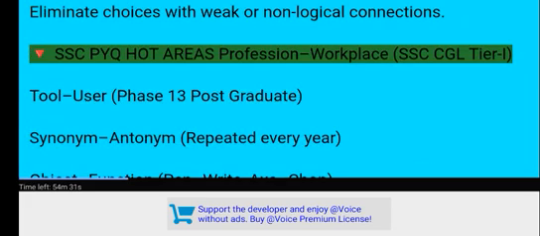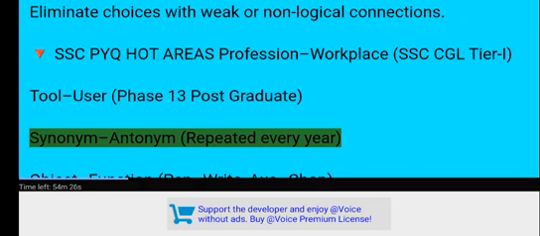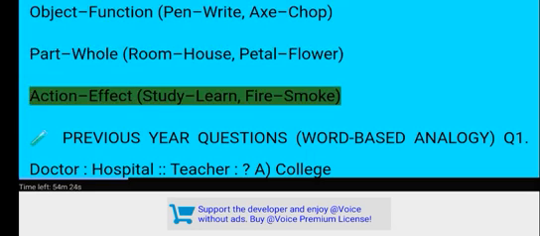SSC PYQ hot areas. Profession and workplace: SSC CGL Tier 1. Tool and user: Phase 13 postgraduate. Synonym and antonym: repeated every year. Object and function: pen, write; axe, chop. Part and whole: room, house; petal, flower. Action and effect: study, learn; fire, smoke.